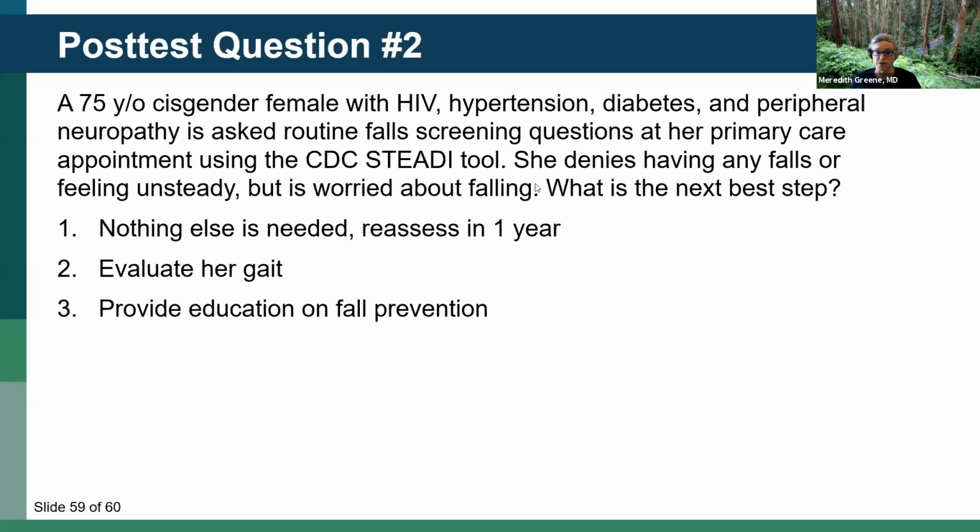Is it that nothing else is needed, and you can reassess in 1 year? Is it to evaluate her gait as part of a falls assessment? Or is it enough just to provide education on fall prevention?